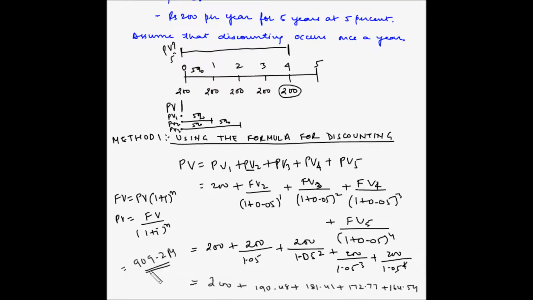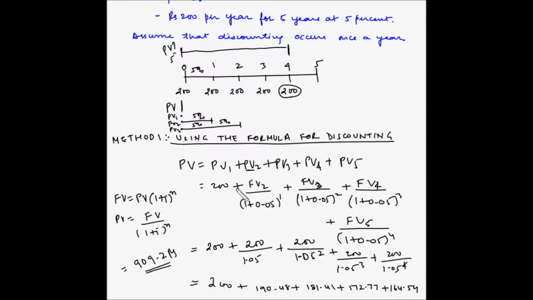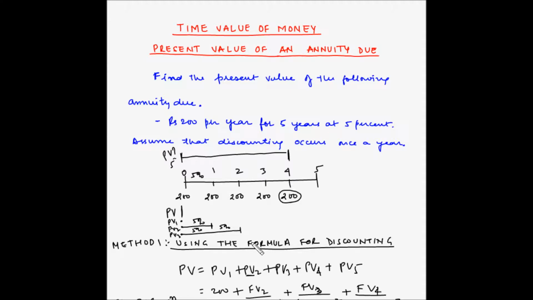So this amount, if invested today at 5% per annum for the next 5 years, can allow us to withdraw 200 rupees at the beginning of each of the 5 years. Now this method can become very tedious if the tenure of investment is 20, 30 or 40 or even more years. So let us use the formula for finding out the present value of an annuity due directly. So that is our second method.